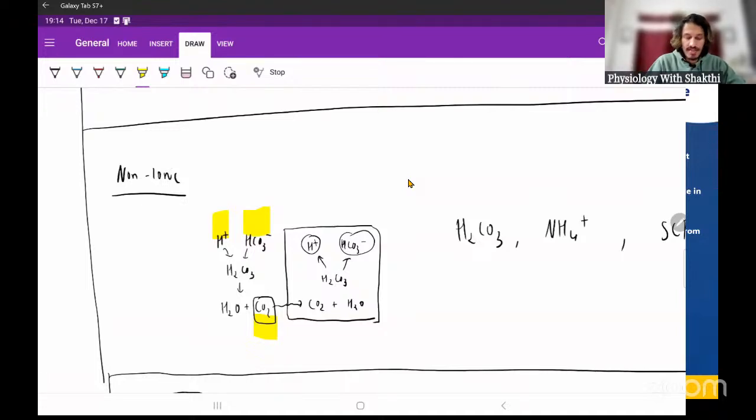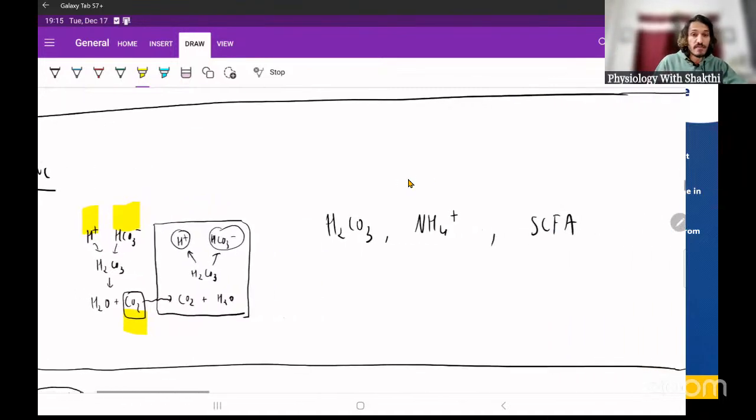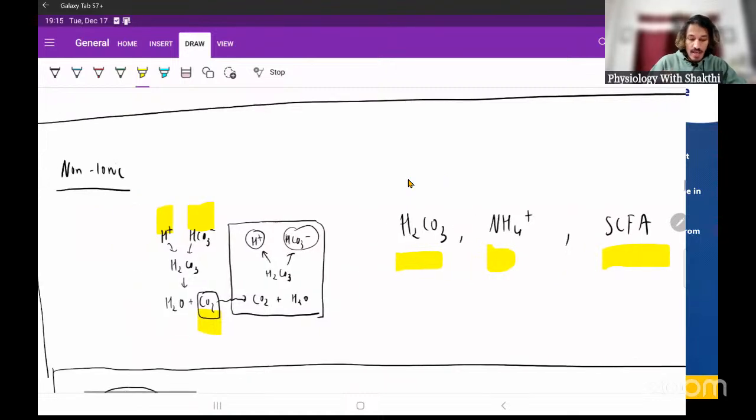And once inside, it can ultimately split into H plus and HCO3 minus. So it's as if that H plus, HCO3 minus has gone inside by converting to another form. So this is what is called a non-ionic type of diffusion. Examples are H2CO3, or your ammonia through NH4 plus, even short chain fatty acids for that matter in your intestine absorption. So these are all examples of non-ionic diffusion.